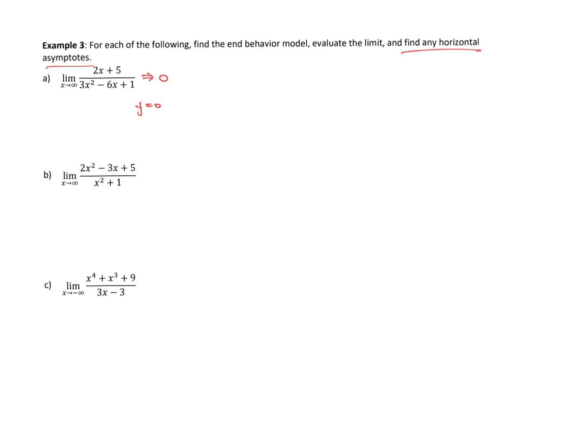All right, on part B, I have a limit to infinity. What do we get? We get 2. All right, so what's my horizontal asymptote? Y equals 2. All right. Pretty good? All right.